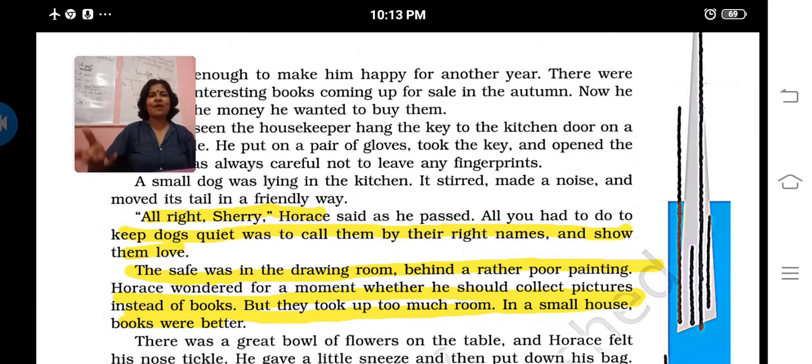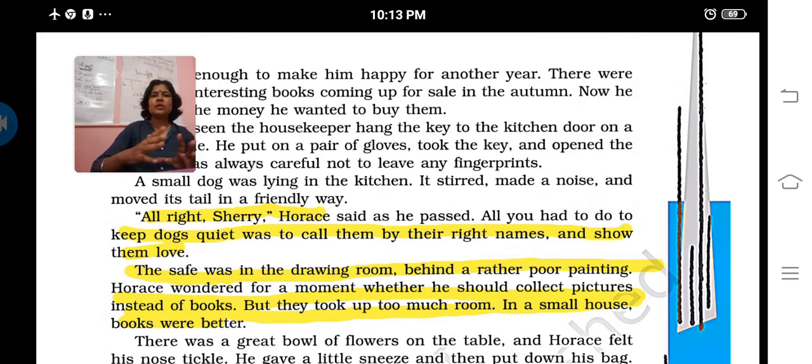"All right, Sherry," Horace said as he passed. You know, every dog has got a name like that. Tom, Sherry, Jimmy. So he called out that common name. Even if he didn't know the name, he didn't bother, because the dogs will obviously have one name or the other like this.